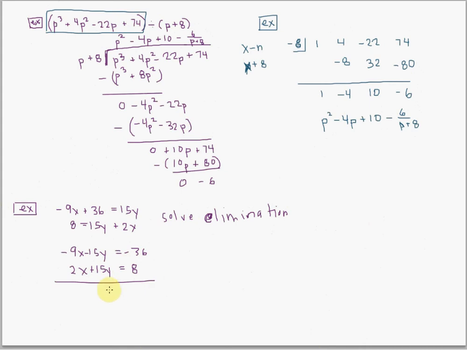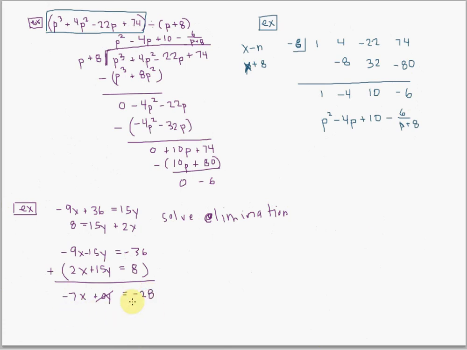Okay, now with elimination, what you're trying to do is eliminate one of the variables. So here I can eliminate my y's because they're both the same if I add these two together. So I'm going to go through and add the terms together. I have negative 9 plus 2 gives me a negative 7x. And then I have negative 15 plus 15 gives me 0. So that gave me a 0y, which is just 0. So that one is gone. Negative 36 plus 8 would give me a negative 28.